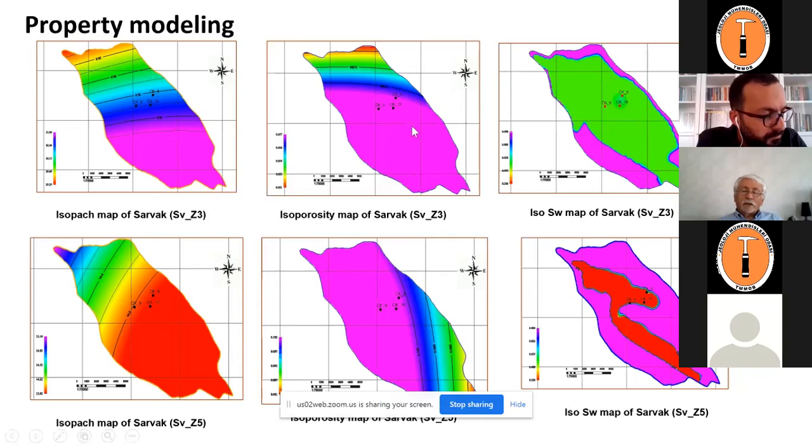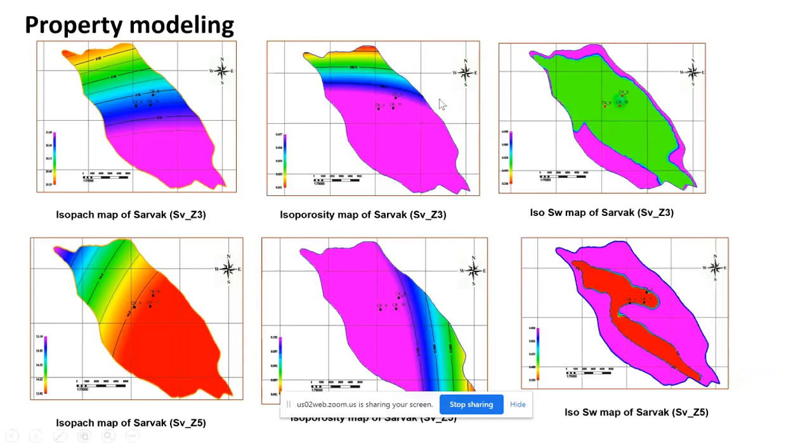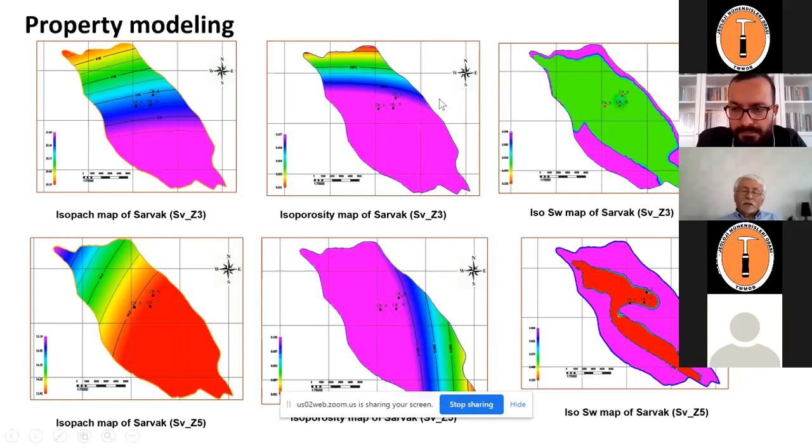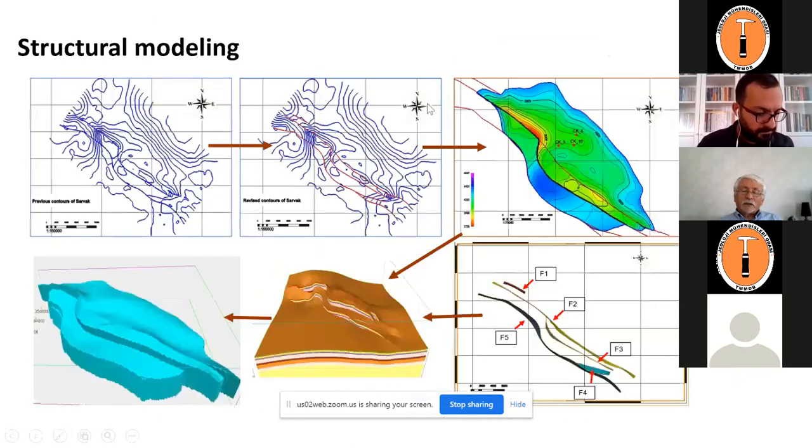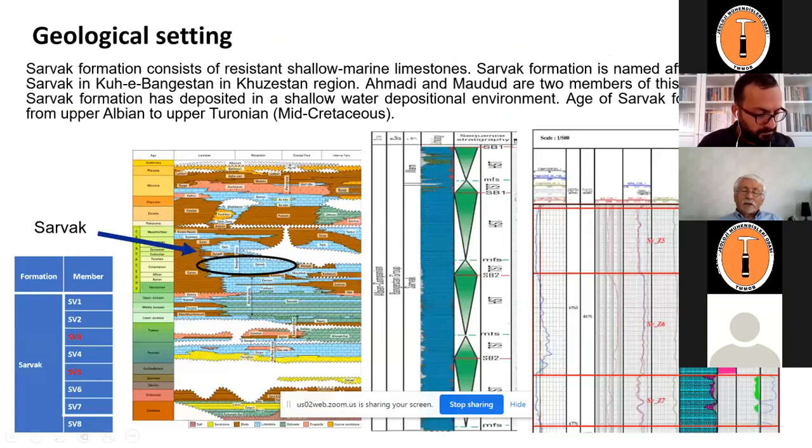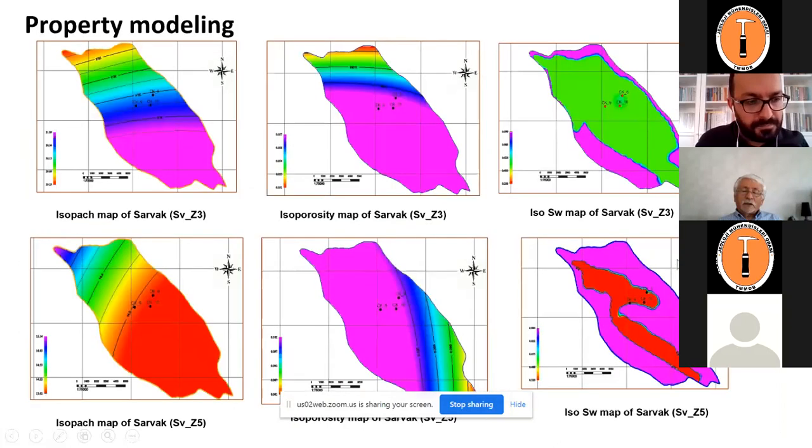For this reason, I decided to study 5 fields around this field. For example, some fields are located around this field, for example, here, and around this field. I prepared well logs and tried to do stratigraphic correlation and follow these zones in the nearby fields.